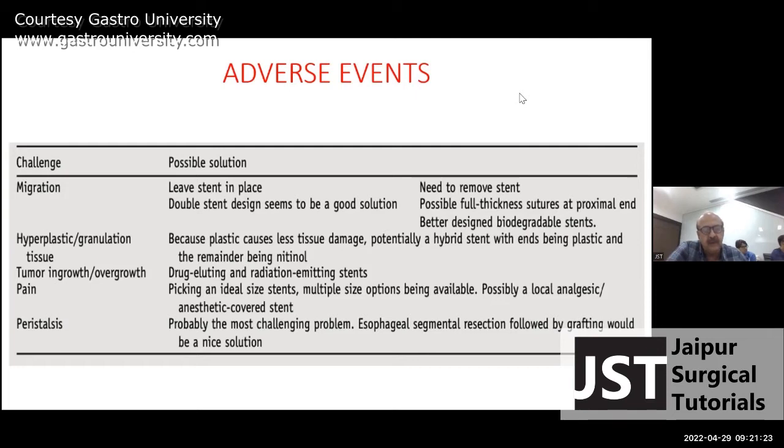And tumor ingrowth and overgrowth, again, that's a problem with all uncovered stents, and drug-eluting stents and radiation-emitting stents decrease the tissue ingrowth and overgrowth. So that may be the solution. And pain, nowadays these stents don't overexpand, so the pain is less in these patients. But of course, if there is a tight stricture and you are doing an oversized stenting, that will lead to extra pain. So you have to decide the diameter size before placing the stent.